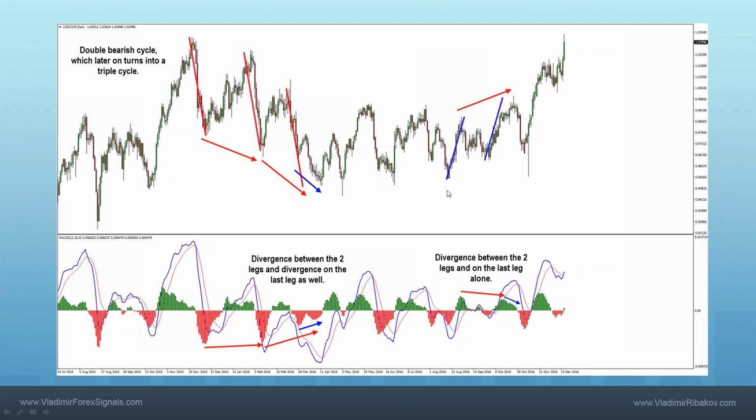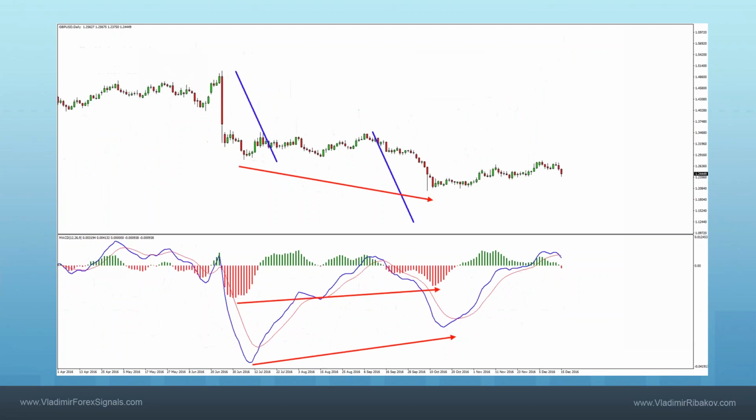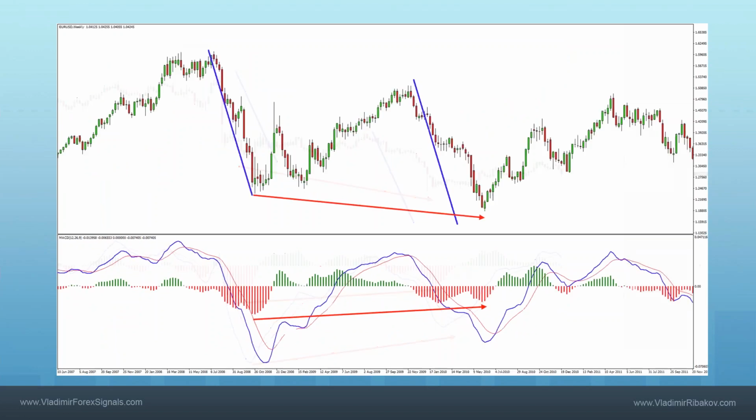Okay, double cycle ending with divergence. Now divergence could be, and that's important, on the histogram, on the moving average of the histogram, or both together. I don't care how. Each of the types is acceptable. Here again, two waves down and divergence, in that case in both. Two waves down and divergence.